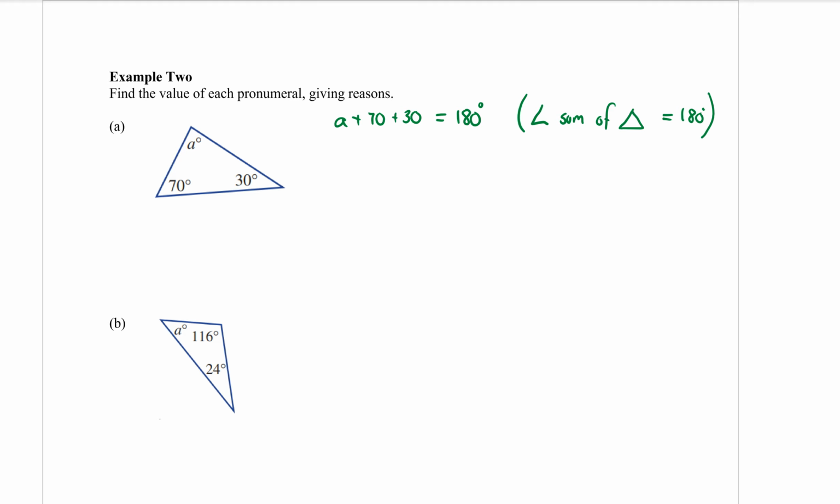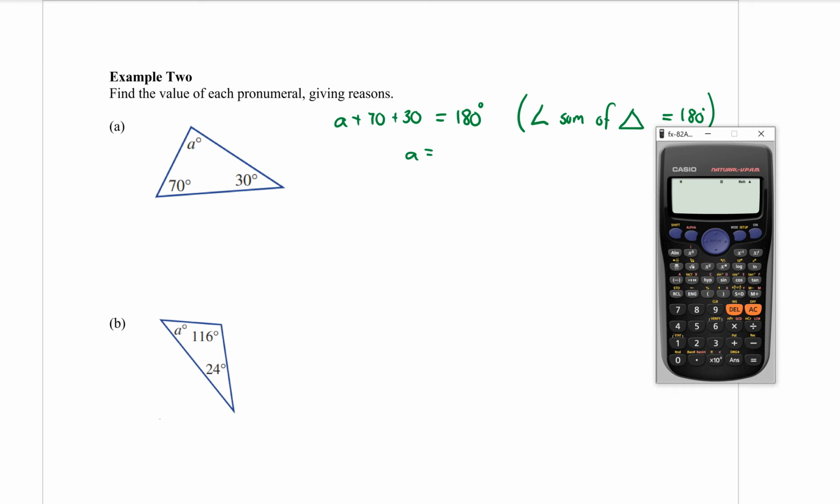So to get the A by itself, I need to subtract the 70 and subtract the 30. So we'll use our calculator and we'll go 180, take away 70, take away 30, and that is equal to 80 degrees.